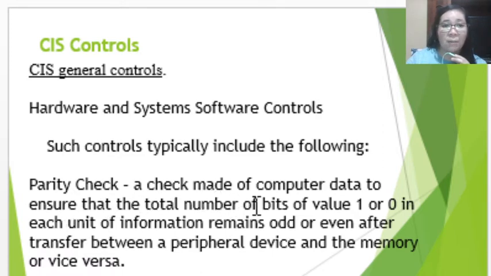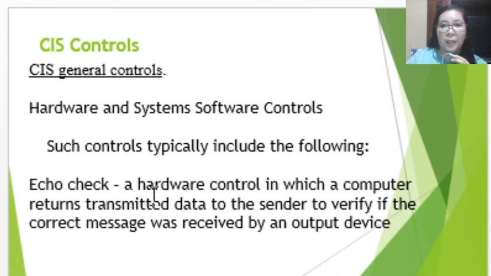So this is a check made of computer data to ensure that the total number of bits of value 1 or 0 in each unit in the information remains odd or even after transfer between a peripheral device and the memory, or vice versa. So this is to make sure that there is no alteration or unauthorized changes that was made. So it should maintain the total number of this value even if the data was transferred. Another control is the echo check.